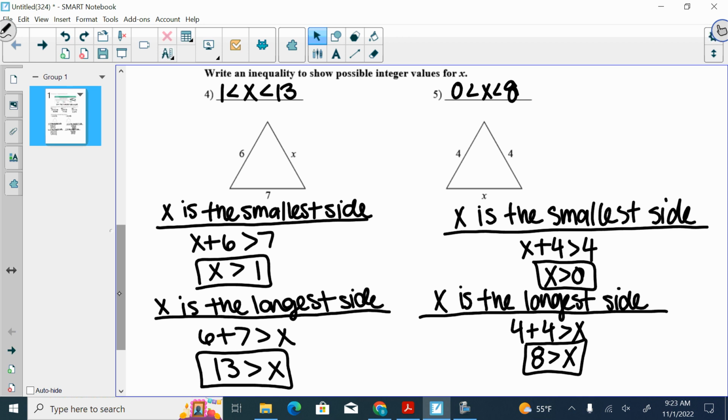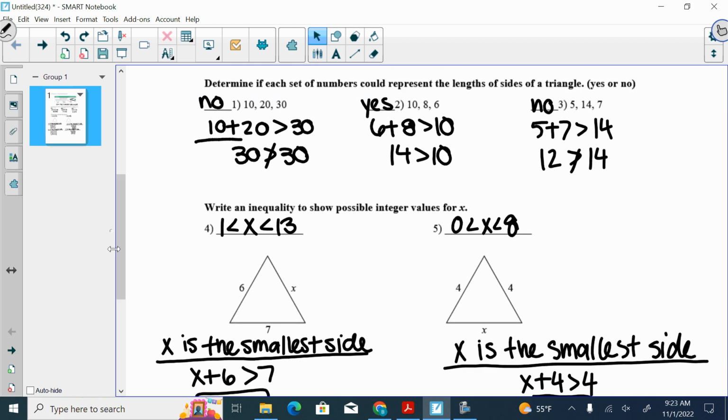Good job. Okay, I'm going to pass out the practice that goes with this. On these problems, I know you guys know how to add small numbers in your head, but I need to see what it is that you chose as your small side and your long side, okay? So you need to write this part down and then give me your yes or no, all right?